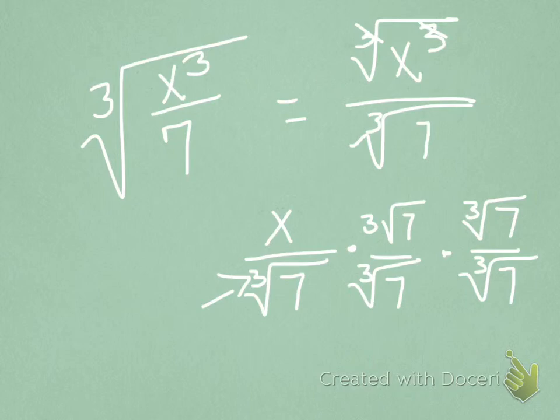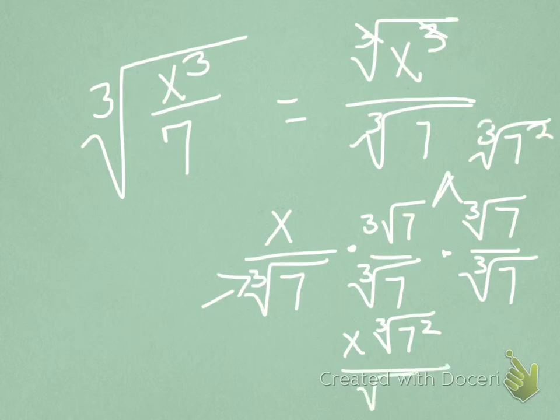Now I'm looking at the product property again. I had x on the top. I now have x times the cube root of 7 squared, because we know when we multiply these two, we end up with the cube root of 7 squared. And on the bottom, I have the cube root of 7 to the third power.